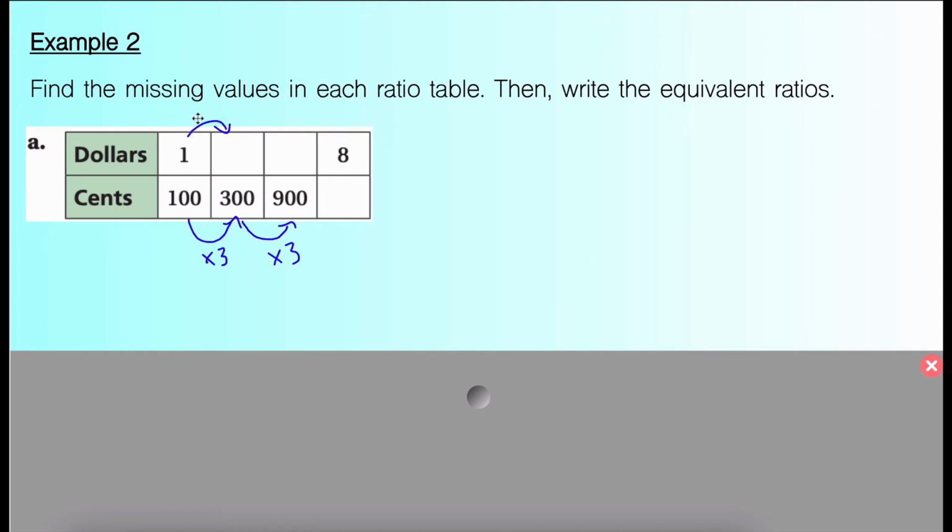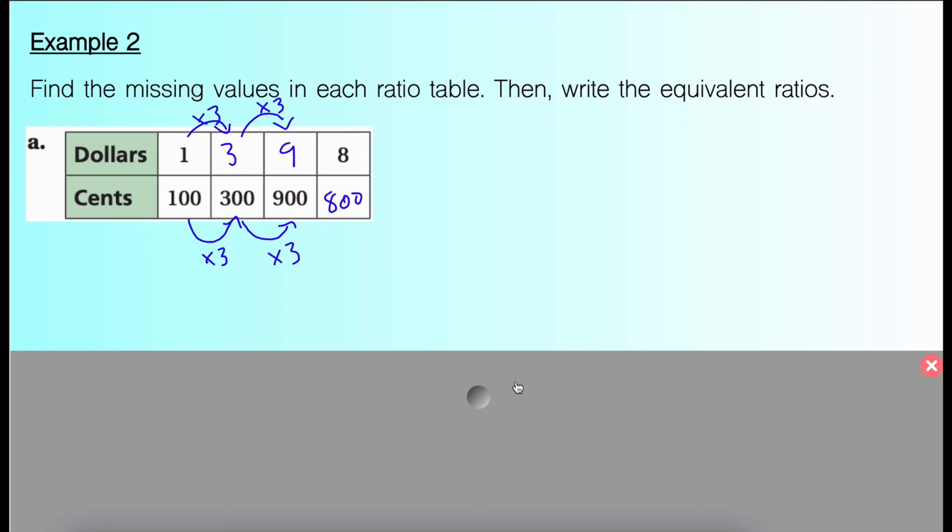1 times 3 is 3, and then I'm doing another jump of times 3, which is 9. And that gives me my last: from 1 to 8 is times 8, so 100 times 8 is 800. So there's your completed ratio table.